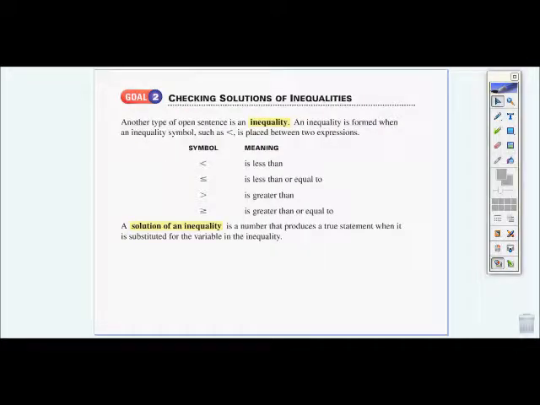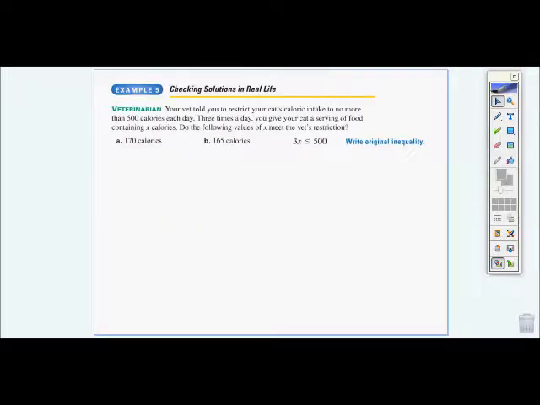Now, goal 2 is checking solutions again, but this time we're dealing with inequalities. That means we're talking about less thans and greater thans. Remember your symbols here. We have the less than, we have the less than or equal to. It has the equal sign with it. Greater than and greater than or equal to. So this time the number has to follow the requirements by the inequality symbol. It is essentially the same process.